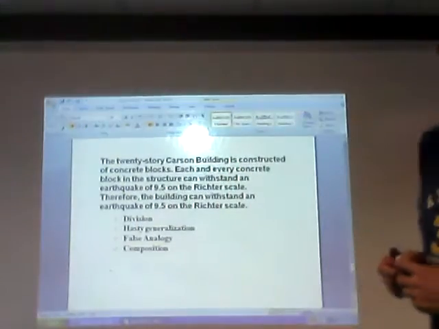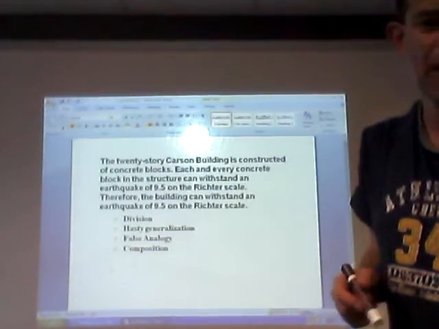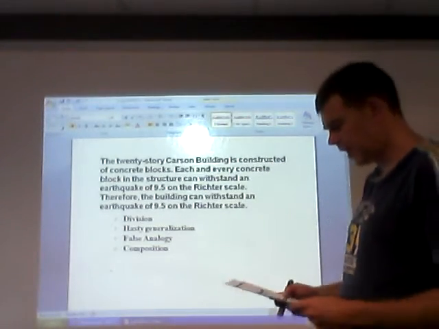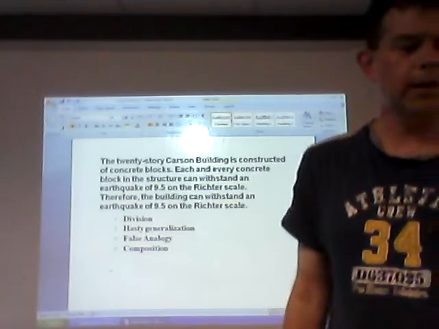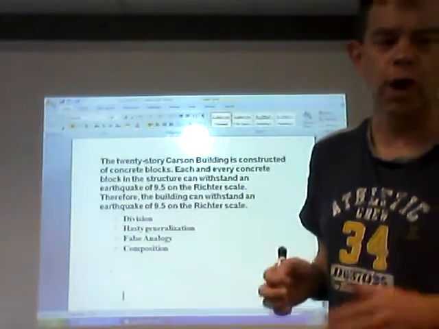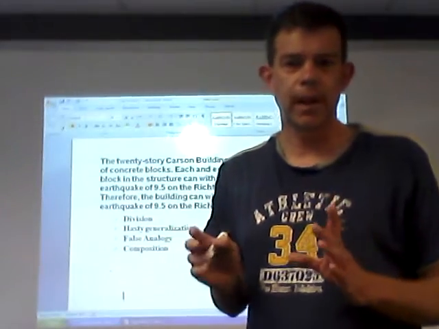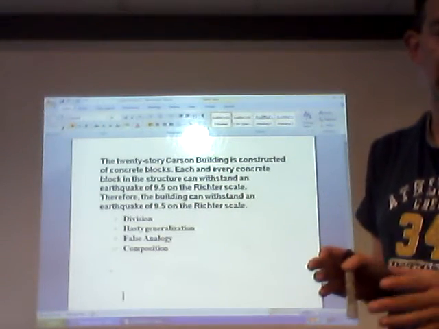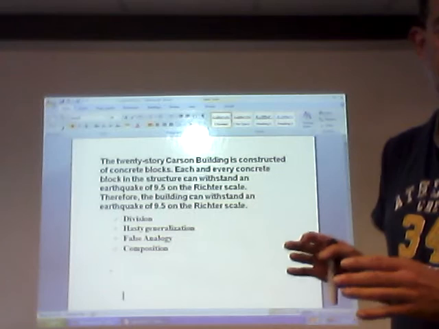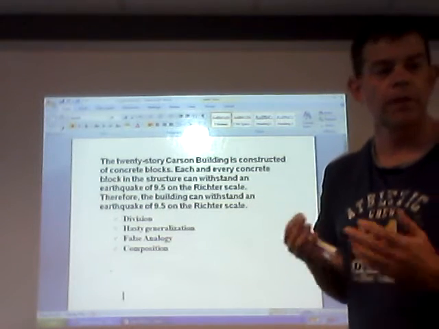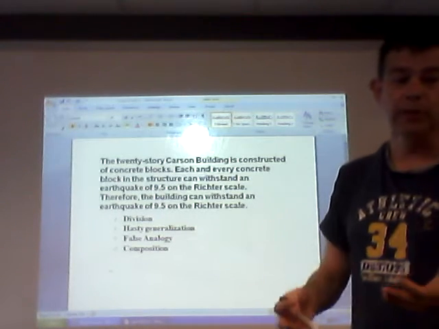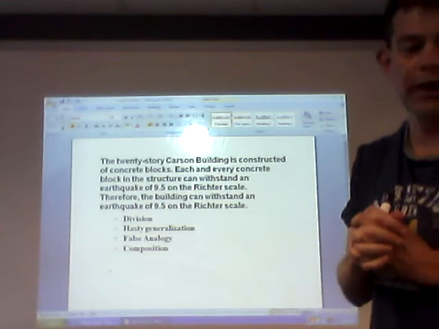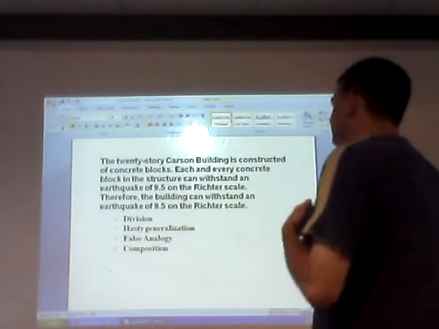Here's another one. I hope you guys can read these things at home. I don't know if you can or not, but I hope you can. This one says, the 20-story Carson building is constructed of concrete blocks. Okay? Each and every concrete block in the structure can withstand an earthquake of 9.5 on the Richter scale. Therefore, the building can withstand an earthquake of 9.5 on the Richter scale. Okay.